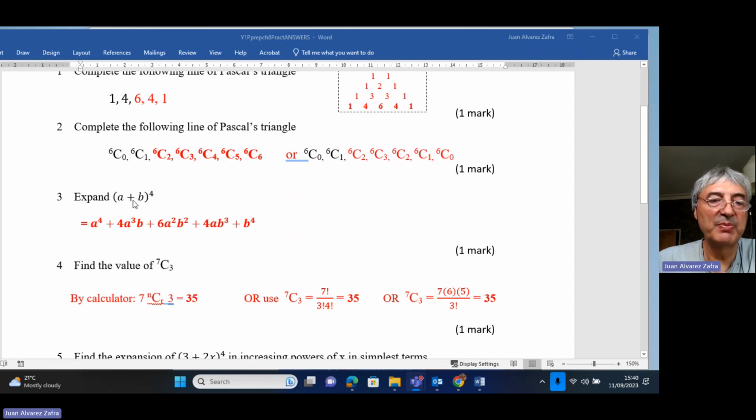So let's expand (a + b) to the 4, which you could do by multiplying out 4 sets of brackets, but it's going to be easier done by the binomial. And we're going to get this answer here.